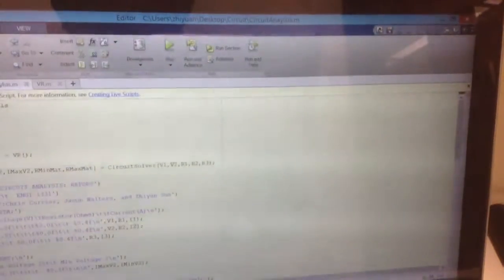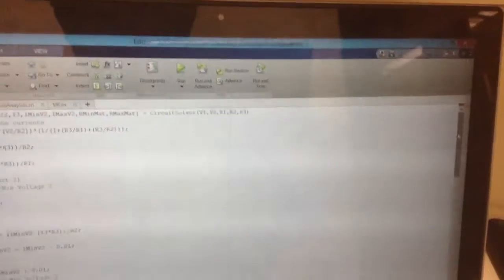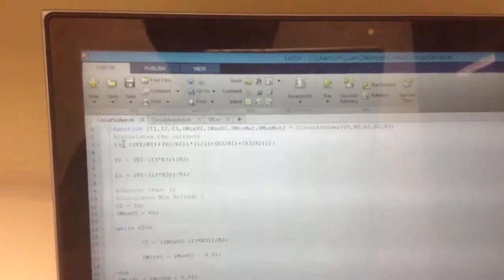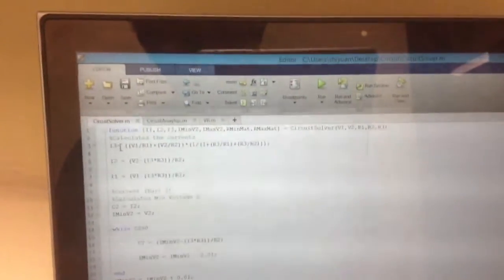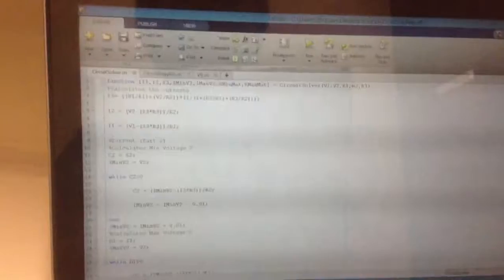Let me see the function page. Okay. Because V1, R1, R2, R3, V2 don't change at all, according to the first equation, that means I3 is still the same, doesn't change. So far we are not sure about the values of I1 and I2. We have to use this to get the maximum voltage and the minimum voltage.